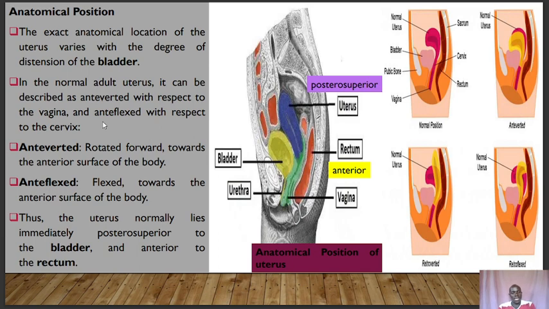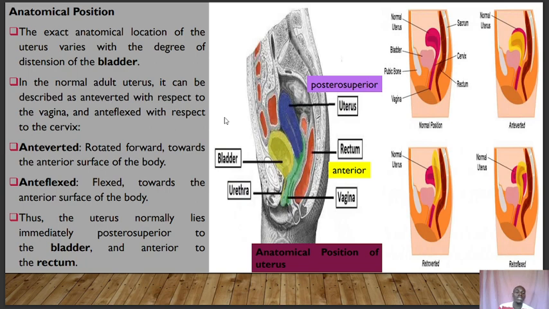So the vagina and the cervix are very important. Anteverted means it's rotated forward towards the anterior surface of the body. Anteverted. Whereas anteflexed means that it has flexed towards the anterior surface of the body, right? That's flexed towards the anterior surface of the body.